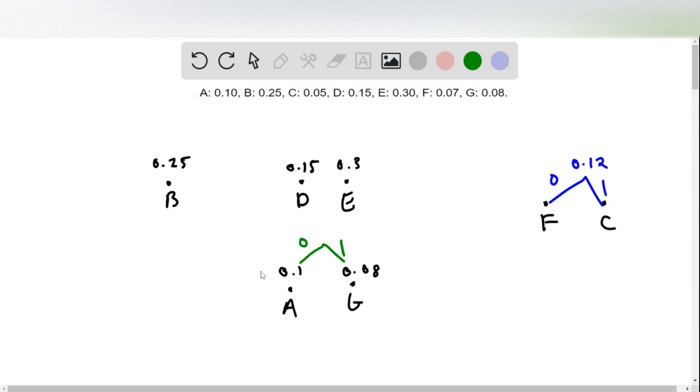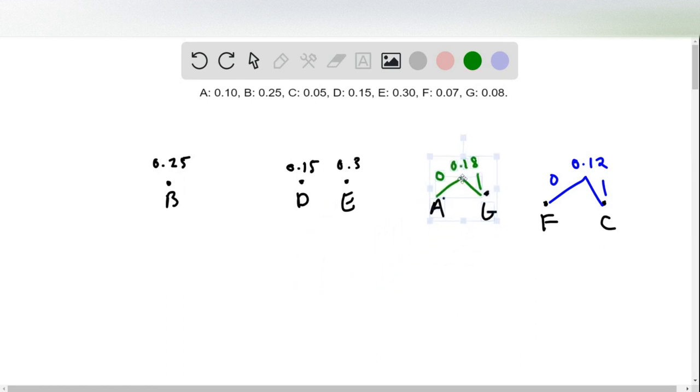So again, let's go ahead and erase these frequencies right here and scoot our letters up a little bit. All right. And so A and G. So A was 0.1 and G was 0.08. So this should be 0.18. Right. Now we're going to throw this back in line.